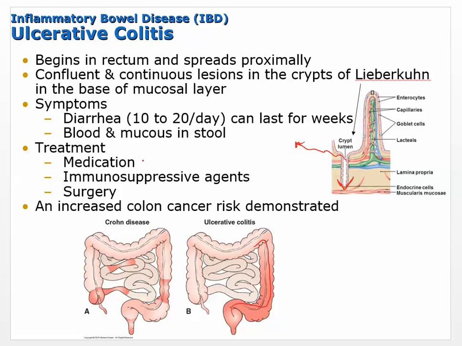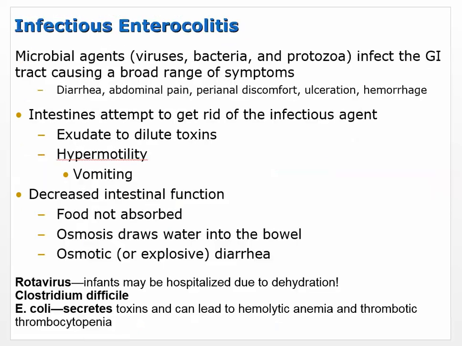Treatment: medications. So you can give medications. Immunosuppressive agents. It tends to be like Crohn's disease. There could be probably an autoimmune component to it. Surgery can take place. A lot of times, if this has gotten really bad, they'll just remove parts of the colon. And that's another reason maybe to remove parts of the colon, is because there's an increase in colon cancer risk. Okay, so we know that can happen.